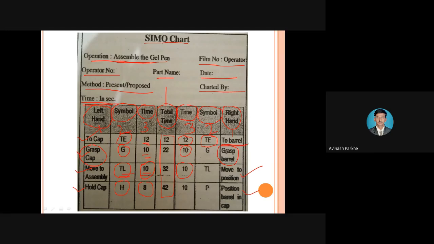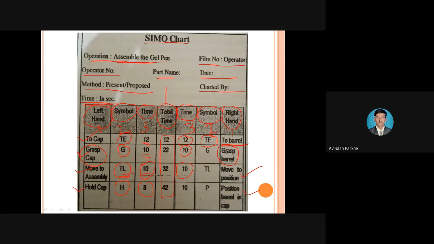So during the assembly, what we are doing, that cap we are holding in the left hand, and that barrel we are rotating maybe in the clockwise direction and the anti-clockwise direction. You can assume the things. If I have to go for the assembly of any pen, either cap or barrel, I will keep in the fixed position, and another component I will move in the clockwise or the anti-clockwise direction. So here the cap is in holding position, and I will rotate that particular barrel in that particular cap. That means I am doing the assembly.